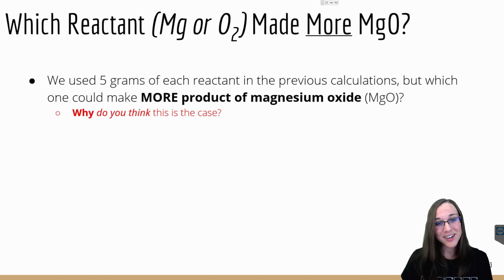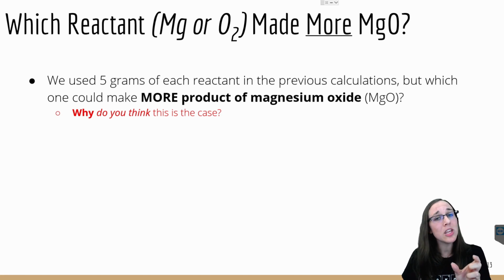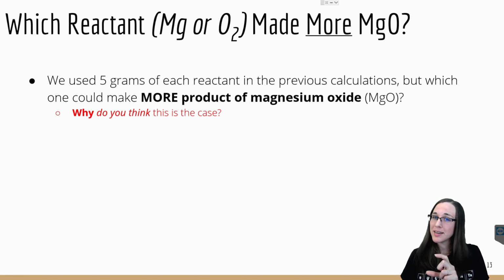Mathematically speaking here, it's because oxygen has 2 atoms present. Go back and look at the video and try and figure out why mathematically you end up with more product of magnesium oxide using 5 grams of oxygen as opposed to 5 grams of magnesium. And think about how this is applicable in real-world chemistry. What kind of implications does this mean for chemical experiments and laboratories all around the world?